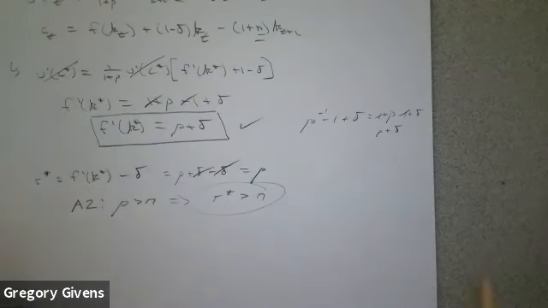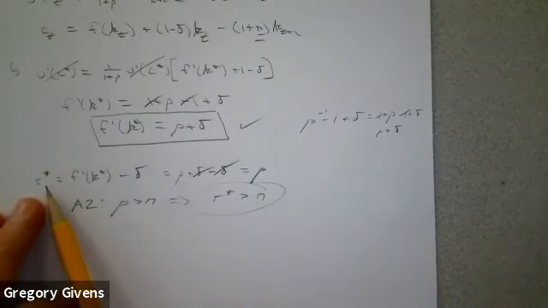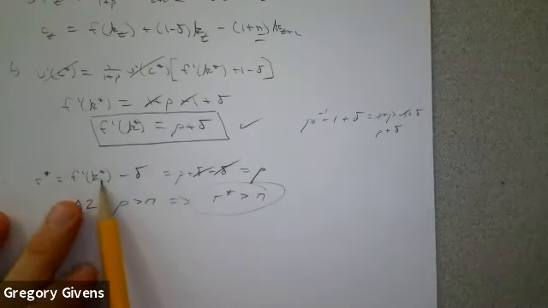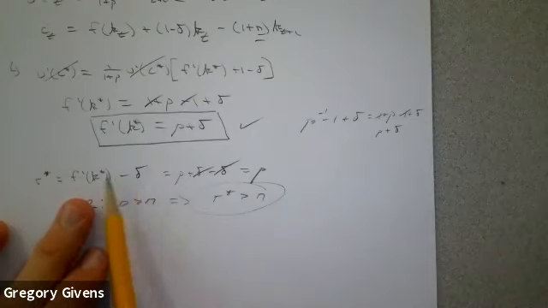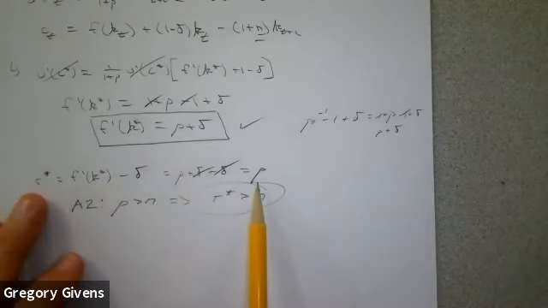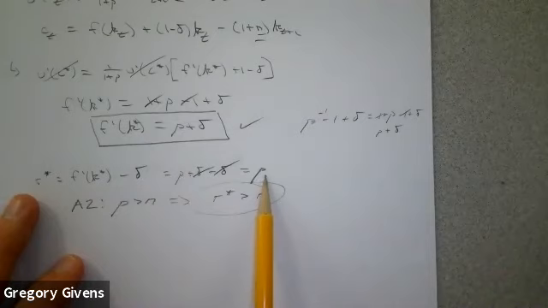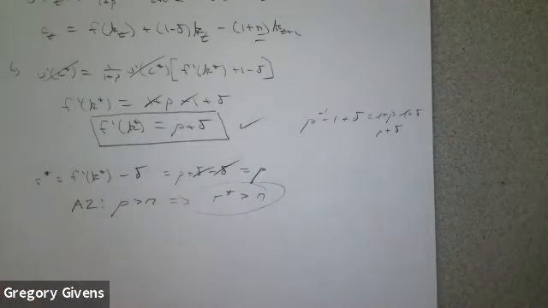You guys see how I got that? I'm just finding the steady state value of the real interest rate. It's equal to F prime of K star minus delta. Well, F prime of K star is rho plus delta, so R star has to be equal to rho. And because rho is bigger than n by assumption, R star is going to be bigger than n. So there's no dynamic inefficiency.